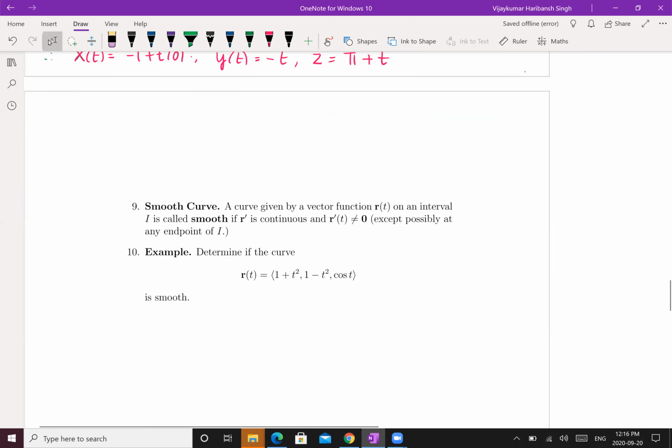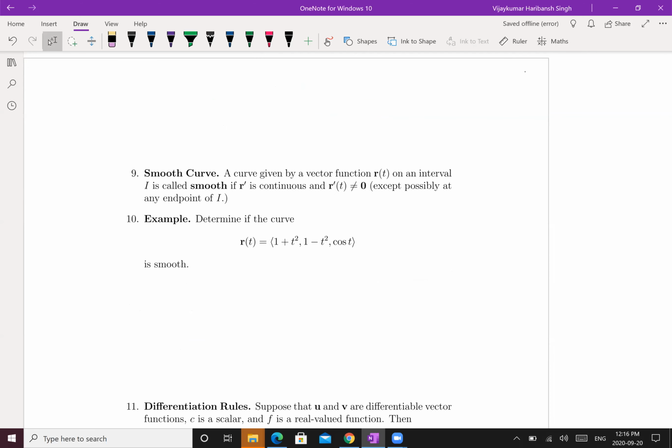Okay. Now we have a definition of what is called a smooth curve. All the curves in 3D are given by a vector function. So a smooth curve is given by a vector function r of t on an interval I, and it is smooth if r prime t is continuous and r prime t is not 0 on I.